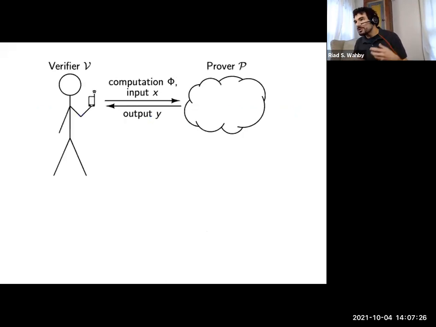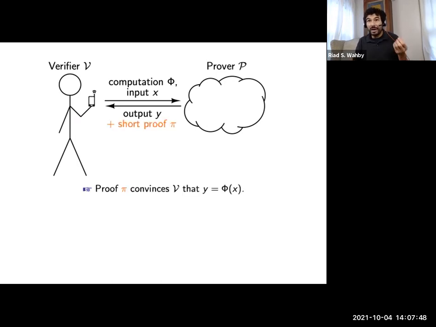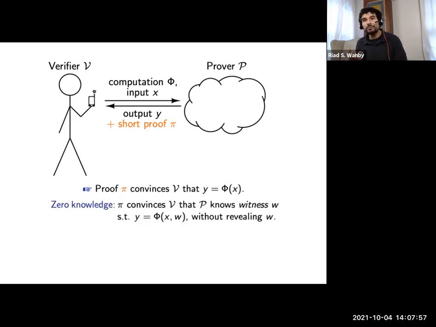Okay, so the jumping off point is this picture that we're seeing here. We have a verifier on the left that has some computation that I'll call phi and an input x. And then we have a prover who wants to convince the verifier that some output y is equal to phi of x. To do that, the prover is going to send along to the verifier a short proof pi that'll convince the verifier that y is indeed phi of x. And sometimes we'll be talking about zero knowledge proofs. In that case, the proof will convince the verifier that the prover knows some witness w, but pi won't reveal the witness. So phi of x and w equals y, and w is hidden from the verifier.